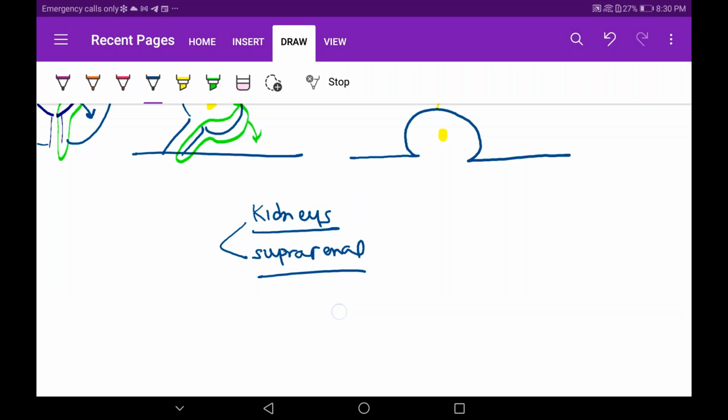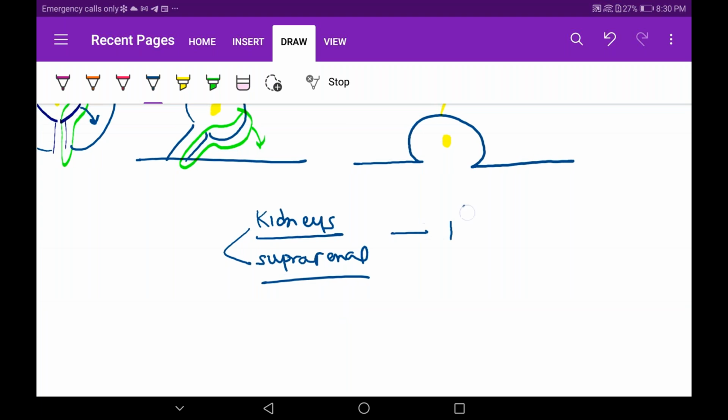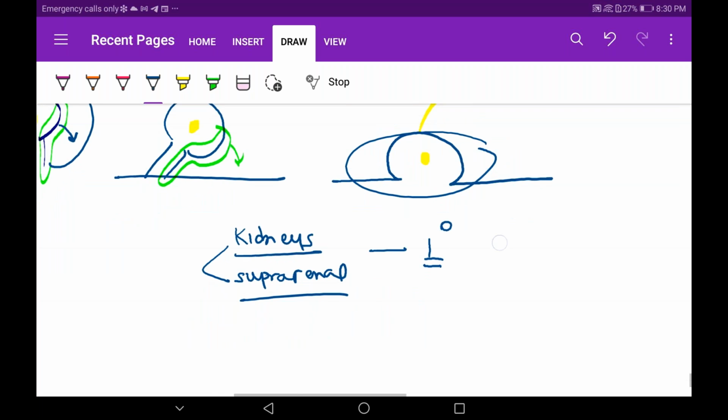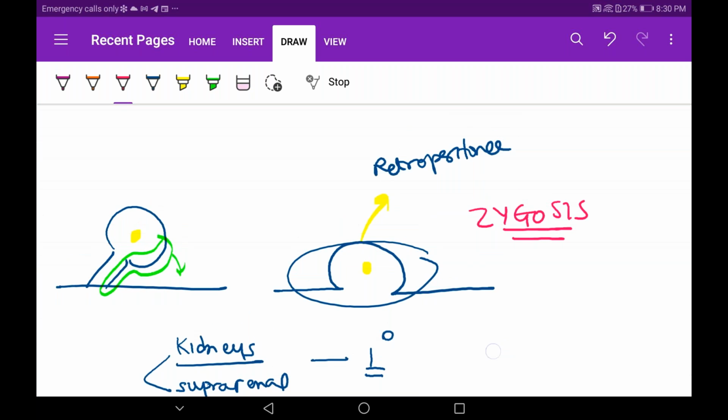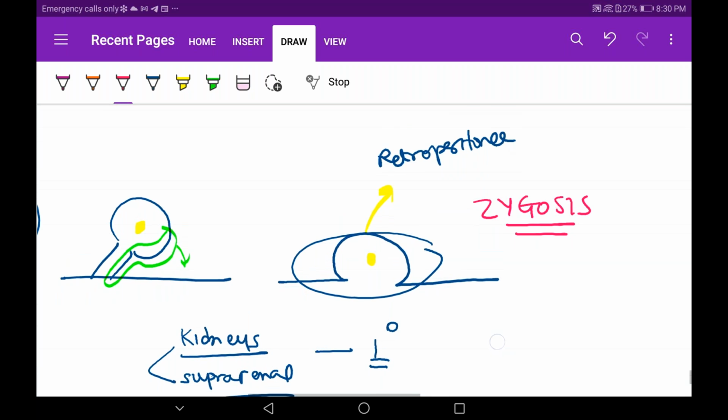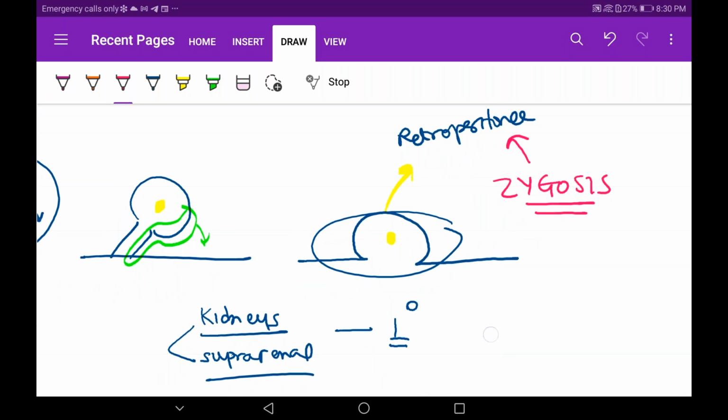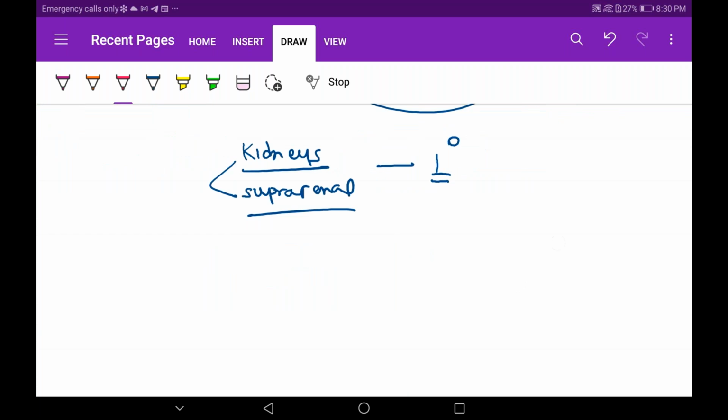Meaning initially, during the development only, these are the primary. If you want further details on this process, they are given in the book. This process of the visceral peritoneum being absorbed to the parietal peritoneum on the posterior wall is known as zygosis. That's how they become retroperitoneum. So primarily, kidneys and suprarenal glands.